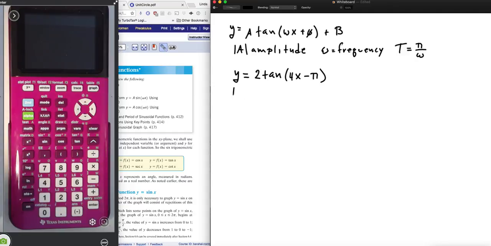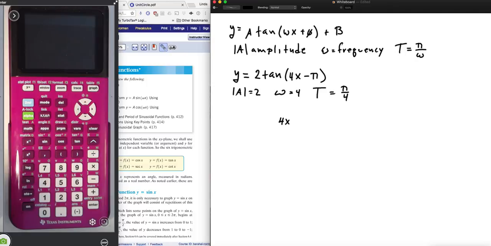We can pick out the obvious stuff, the amplitude, the frequency, and then I can calculate the period, to get where I start and where I end. Now remember, with tangent, where you start and where you end are asymptotes. So what I'm really looking for here are the asymptotes, between which I will have one cycle of the tangent function.